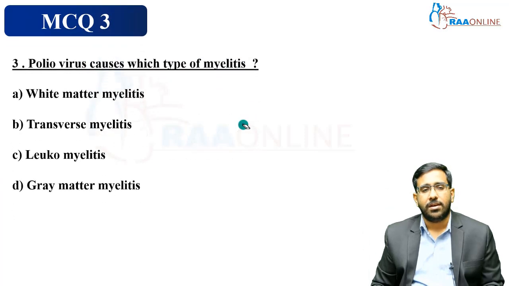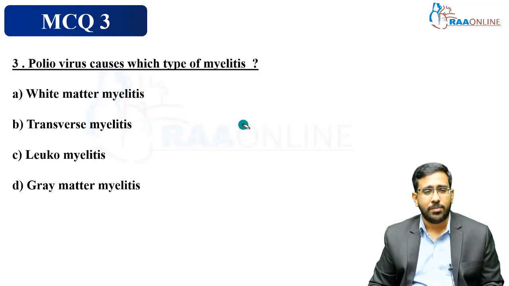So polio virus causes which type of myelitis? As we studied in the starting, we have 2 types of myelitis. Here the options provided: option A is white matter myelitis. Option B is the transverse myelitis. Option C is the leukomyelitis. Option D is the gray matter myelitis. There are actually only 2 options here.